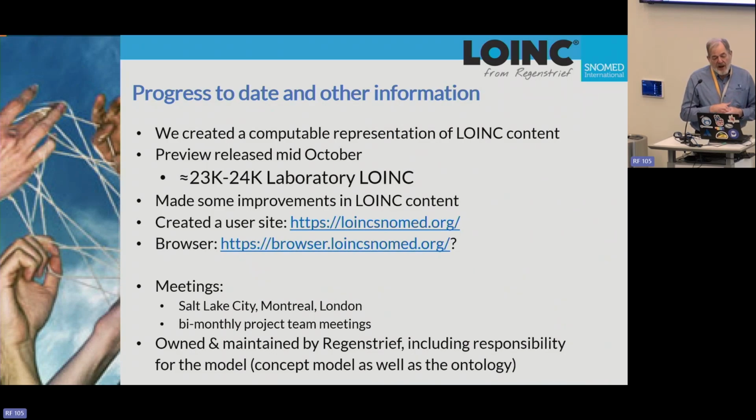And so we created somewhere in the range of 23 to 24,000 laboratory LOINC codes that are available now for people to review and give us comments and information so that we can improve that.